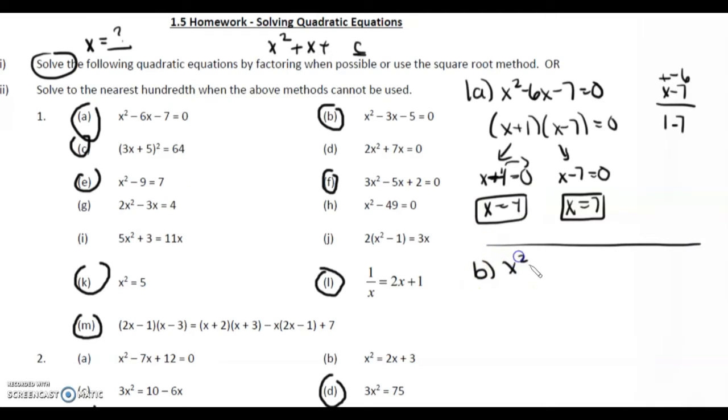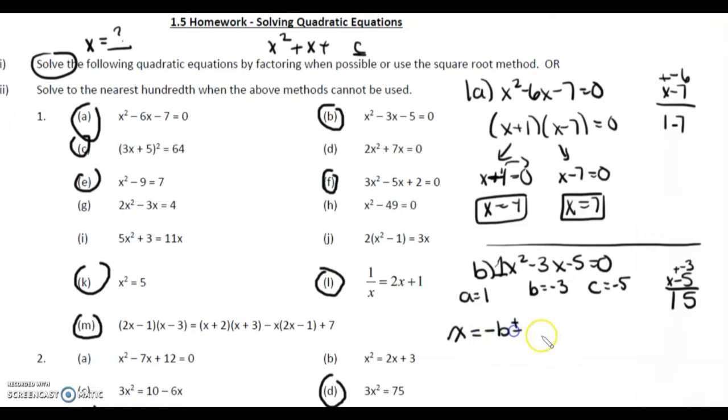For b, x squared minus 3x minus 5 equals 0. When I look at this, I'm thinking, what two numbers multiply to -5 and add to -3? Well, the only factors of 5 are 1 and 5. If we add those or subtract them, they're never going to equal 3. Therefore, we can't factor this. We have to use the quadratic formula. So I identify the a, which is 1, the b, which is -3, and the c, which is -5. And I plug it into the quadratic formula.